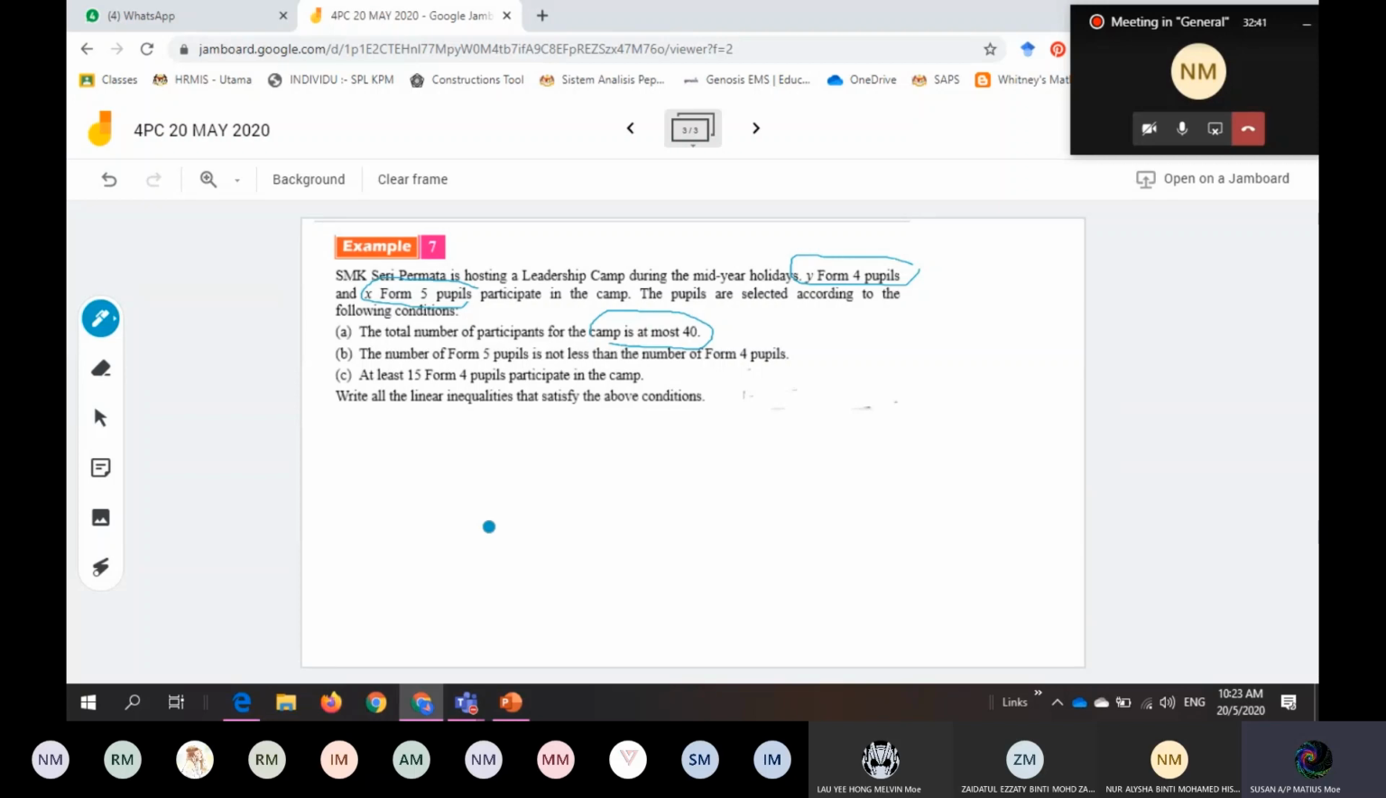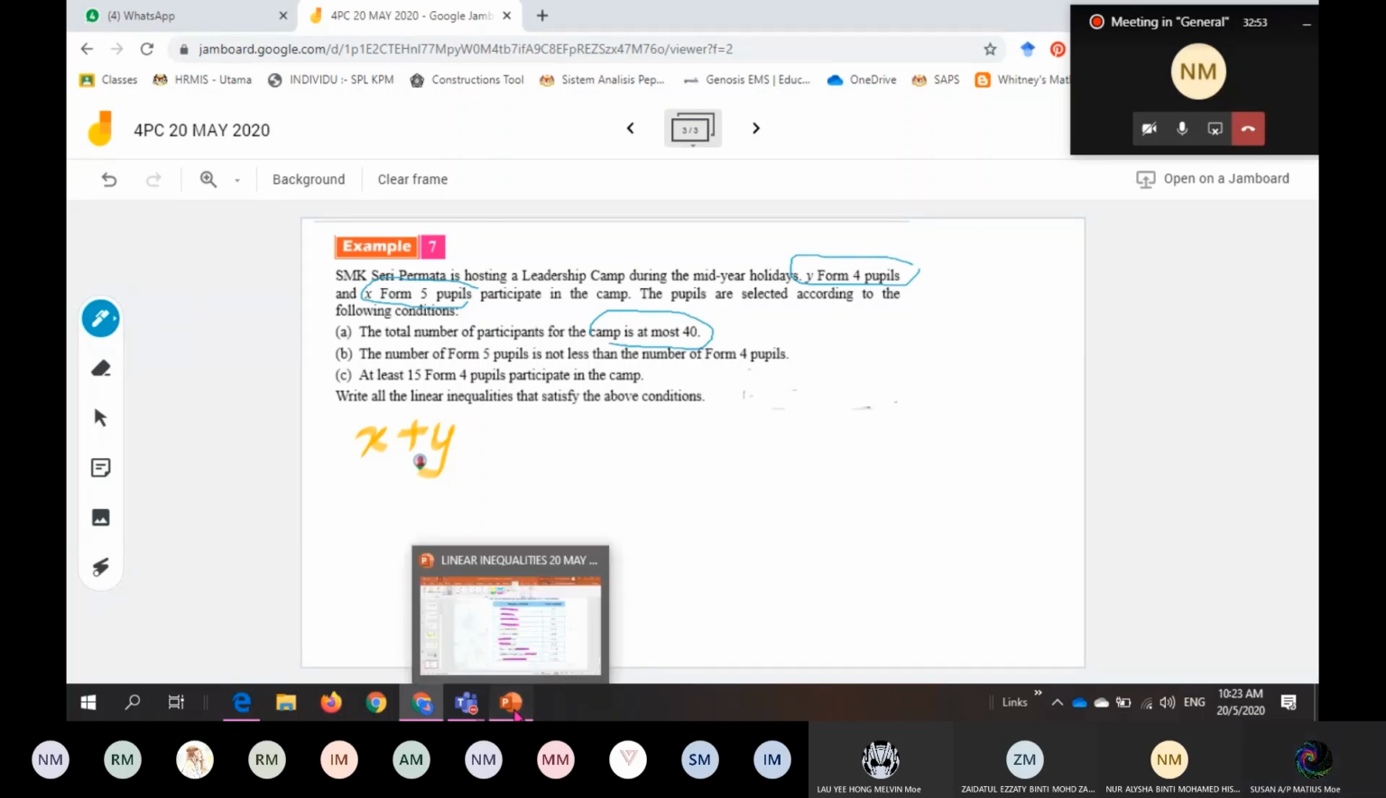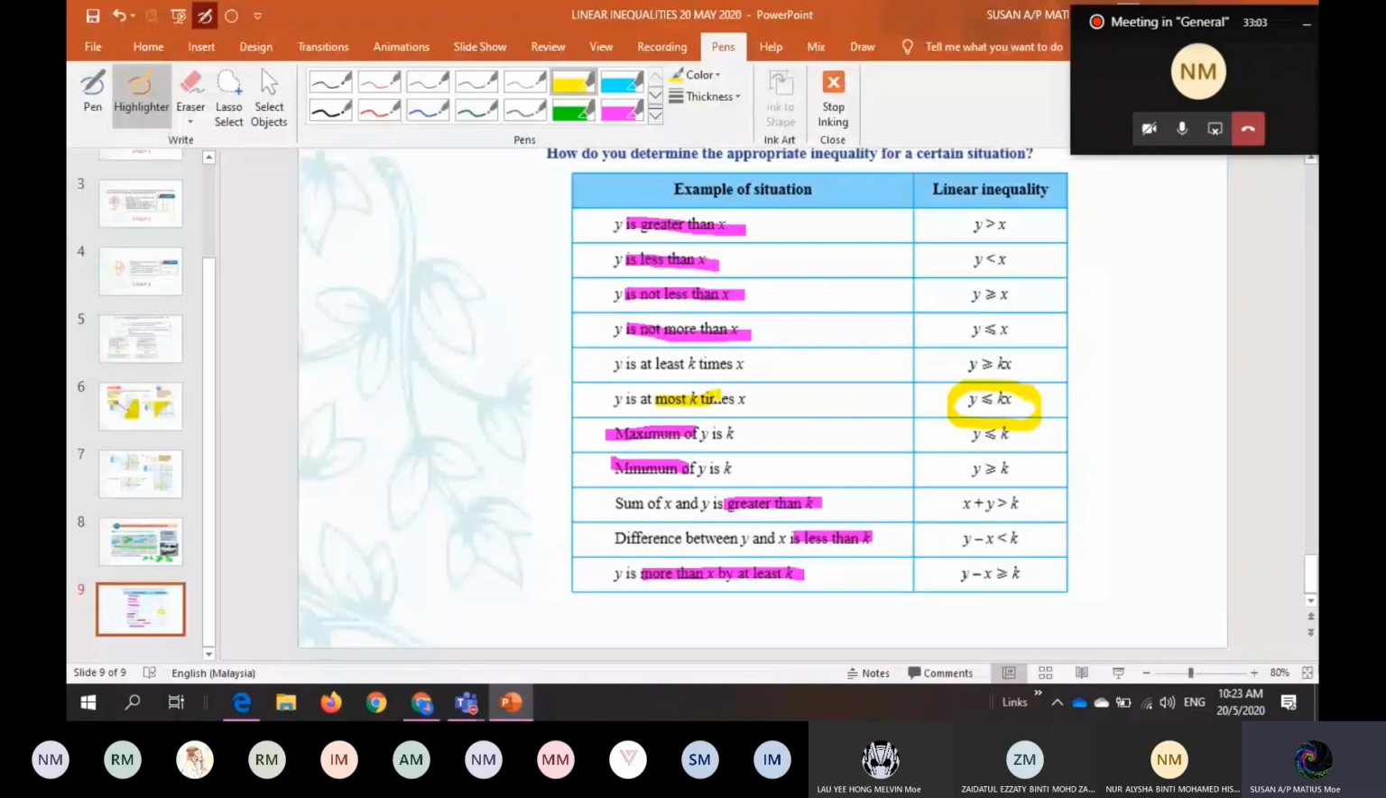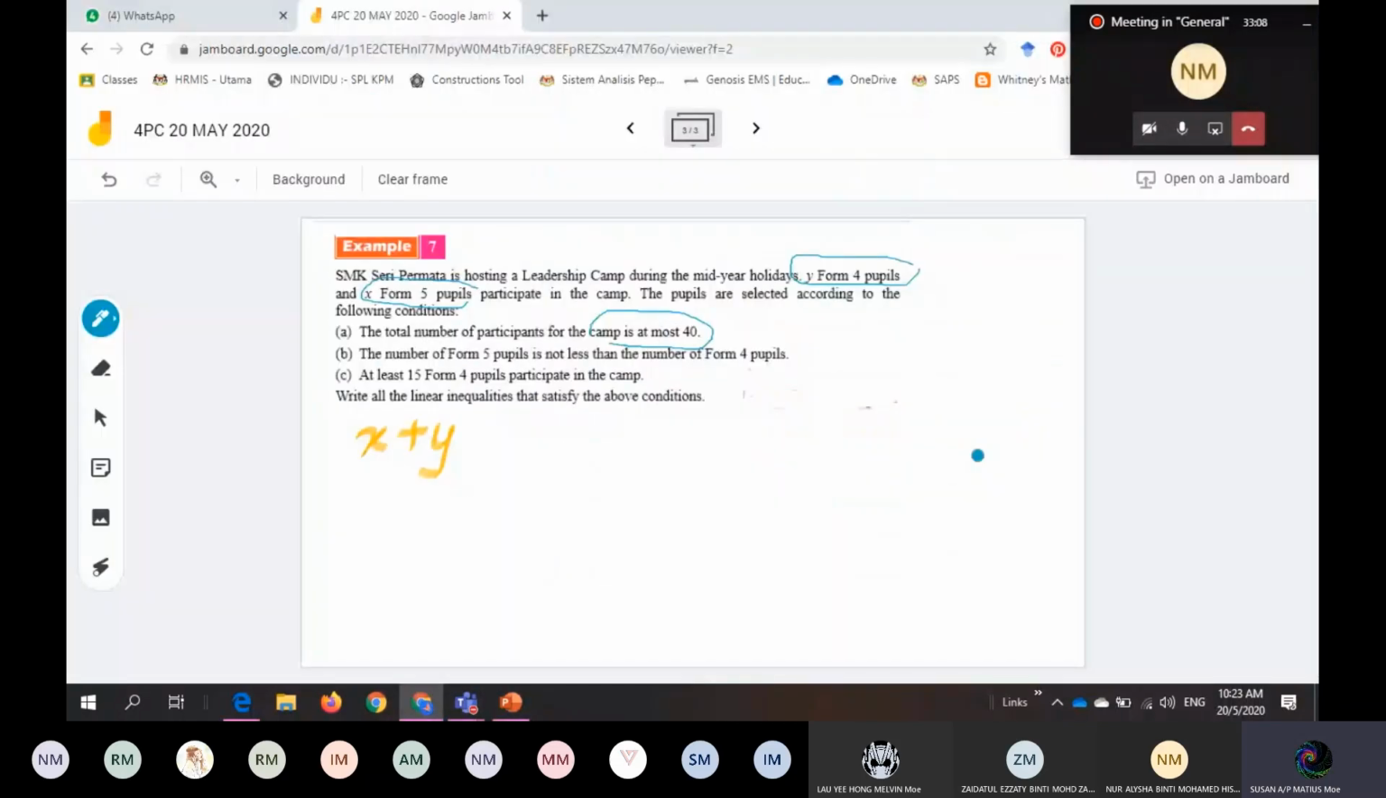So total number means x and y, because you have x pupils from Form 4 and from Form 5, and then you have y. What is the symbol again? Let's look at the symbol again. It says the word most. So this will be the answer for A. This is your answer for A, guys.